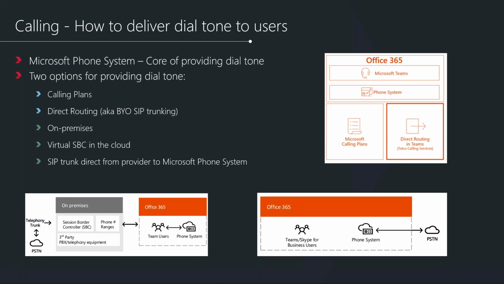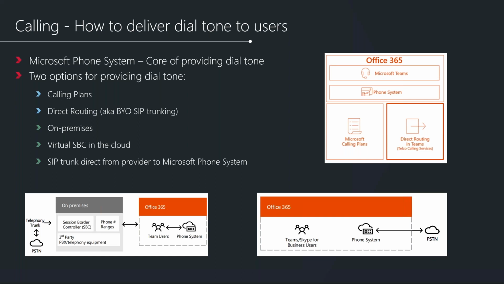So you do need a phone system license for each user who will be using Teams as a PBX replacement. It's available as an add-on for E3. It's included with E5. It's also included with Business Voice as well. So there's a couple of ways to acquire that side of the licensing.